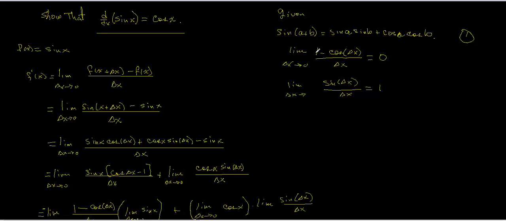Now these two theorems, which are proved in the limits section, say that the limit as delta x goes to 0 of 1 minus the cosine of delta x over delta x is indeed equal to 0. Now that can be proved in the section on limits. The same with the limit as delta x goes to 0 of sine of delta x over delta x, which is equal to 1. Some books call this the squeeze theorem, but we substitute those into here.